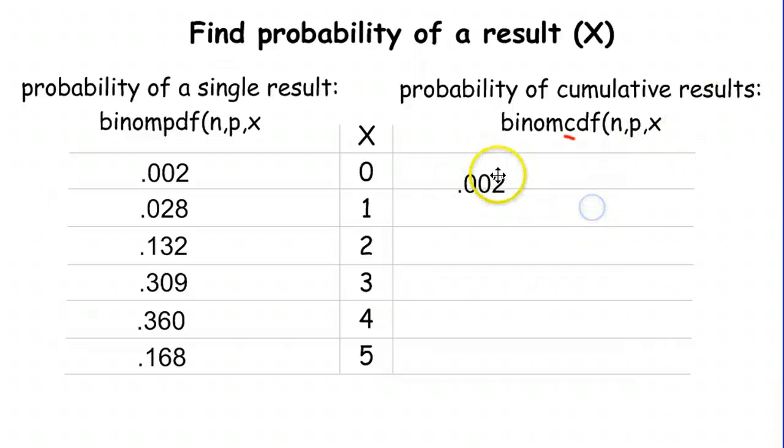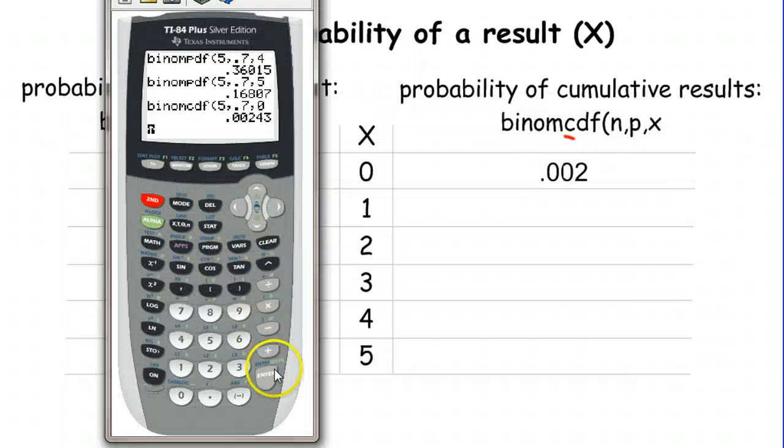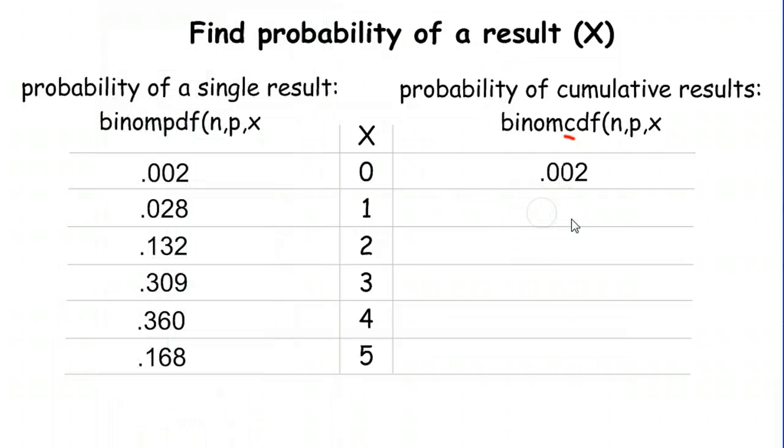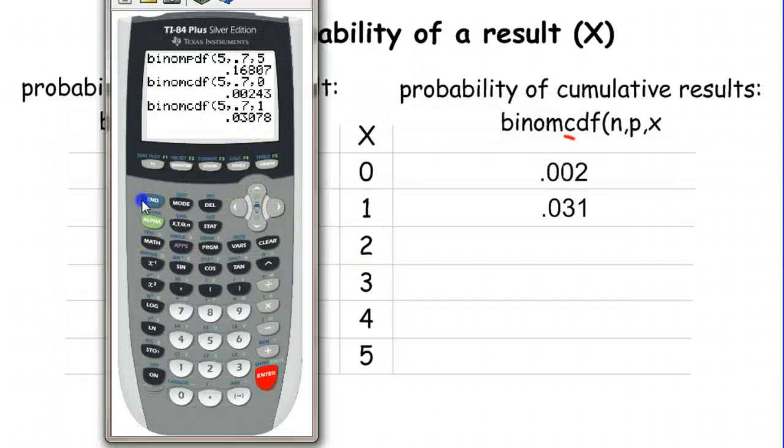Now if you're wondering why we are doing this if we're getting the same result, you'll notice that that's going to start to change as we go up. So we hit our second enter, we do 1, and you'll see we get 0.031. And let's do one more just to kind of show the effect here. If we do it for x equals 2, then what we're going to see is 0.163.